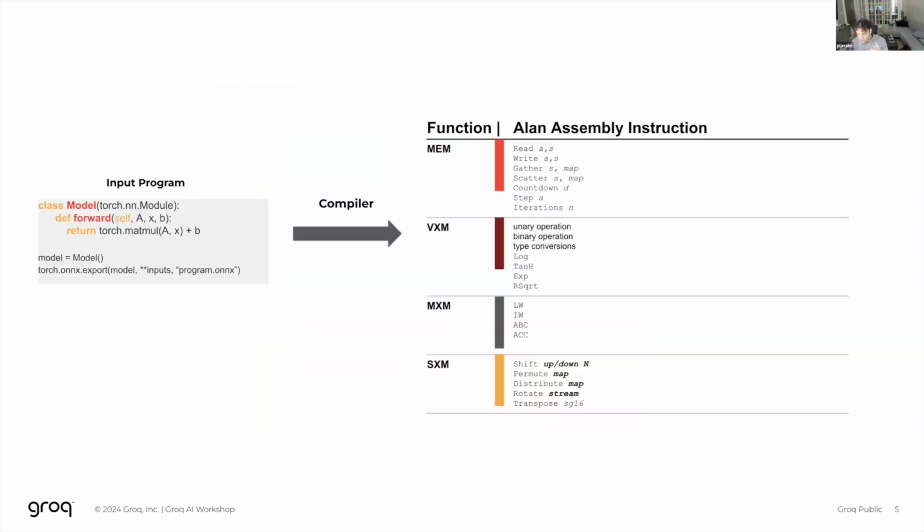A compiler's job is to take some input program and translate that into the instructions that can run on a target machine. For Intel and AMD CPUs, they compile to x86. For NVIDIA GPUs, it's PTX. And for Groq's LPUs, we compile to Allen assembly.